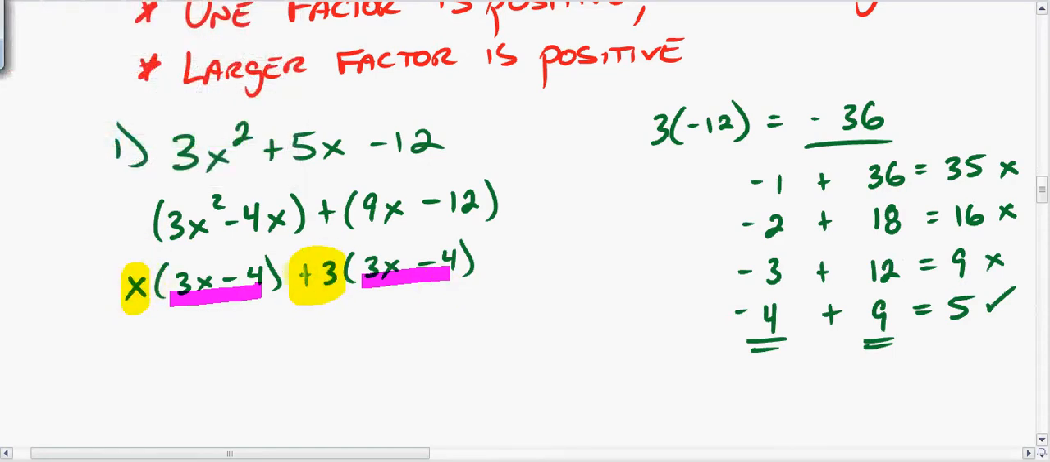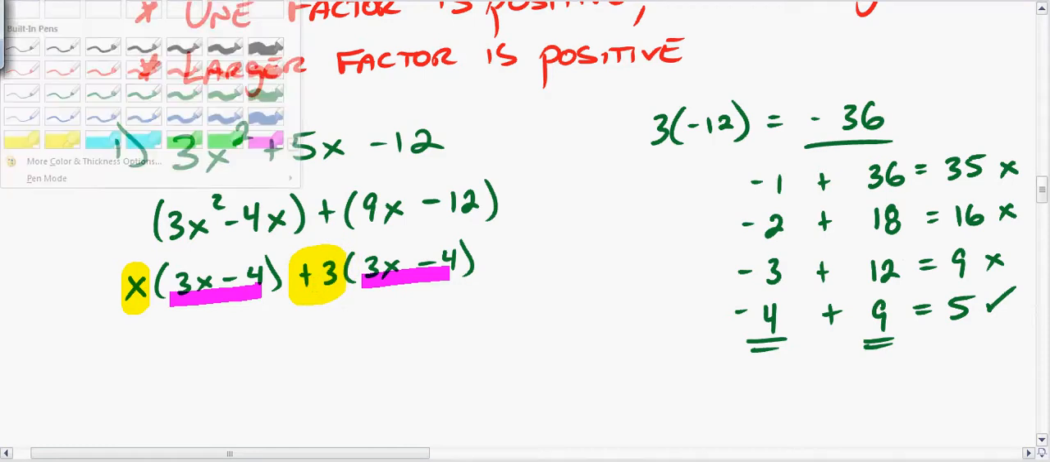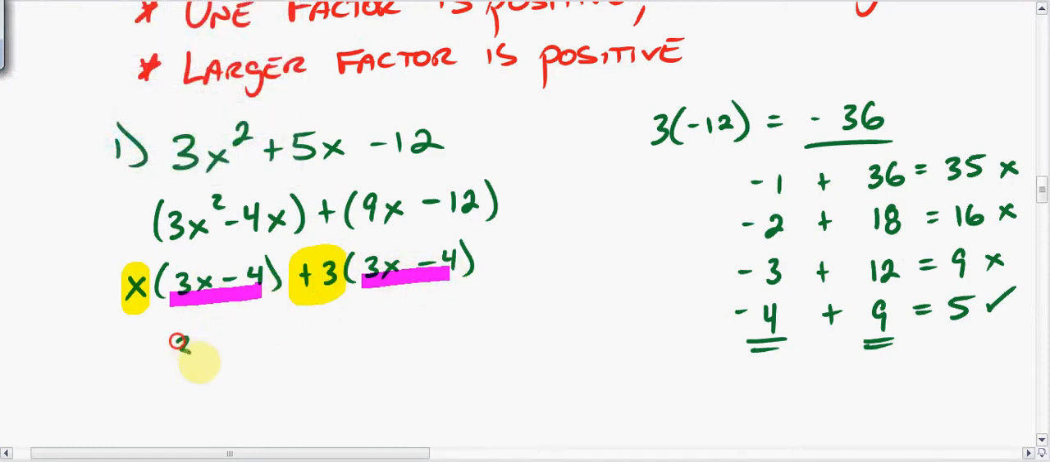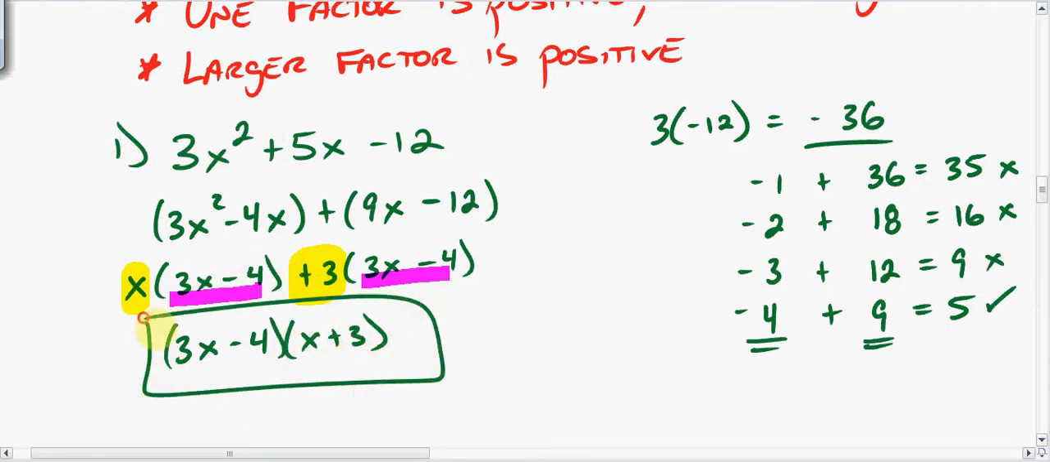And then we're also going to be interested in this x plus 3 on the outside. So the two binomials that are exactly the same, we write those binomials once. So we've got 3x minus 4. And then on the outside, we see we have x plus 3. So there's your answer.